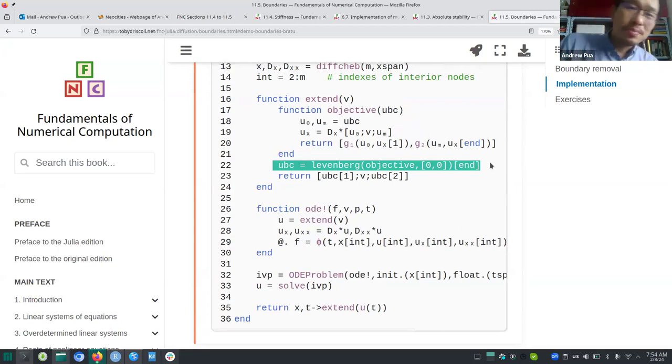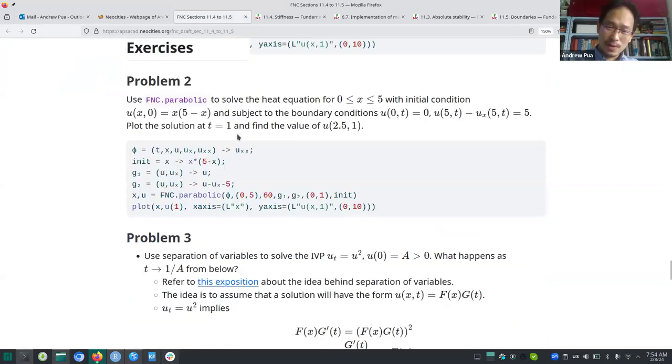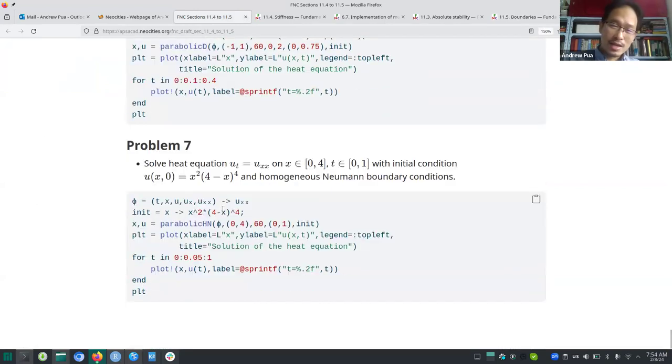So I think that's all I have for this part about diffusion equations. I don't know if it's really helpful to the viewer, but in terms of Julia, there's really not much that is really new. Most of it is really doing experimentation using the code that is available, and then searching for a couple of new things for the problems, but that's about it.